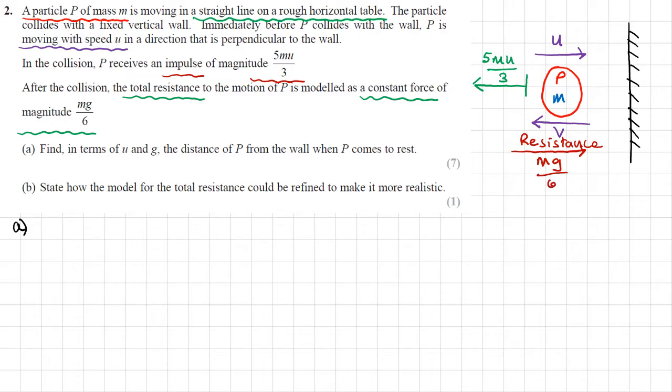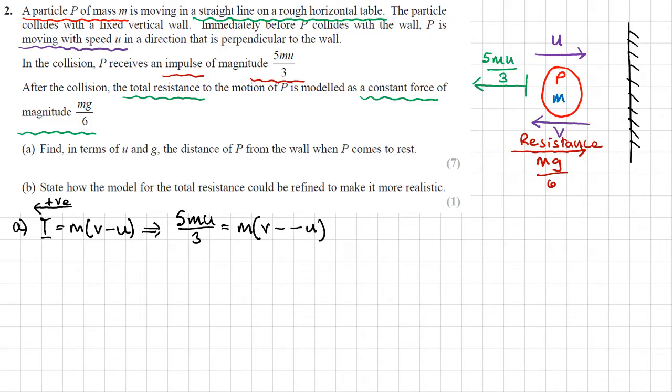So let's start writing some equations down. So I'll start with my impulse equation. Now I'm going to take moving away from the wall on my diagram to the left as positive. An impulse is equal to m(v minus u). So the impulse we're given as 5mu over 3, and that's going to equal the mass, which is m, and then v, which is going in my positive direction, and then I need to subtract. Now u's going in the opposite direction to my positive, so it's v minus negative u.